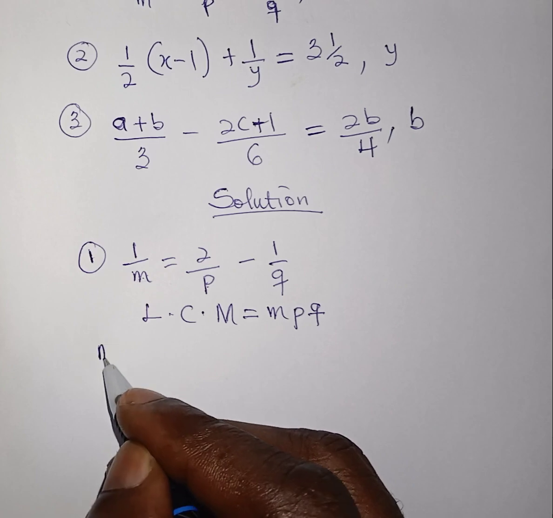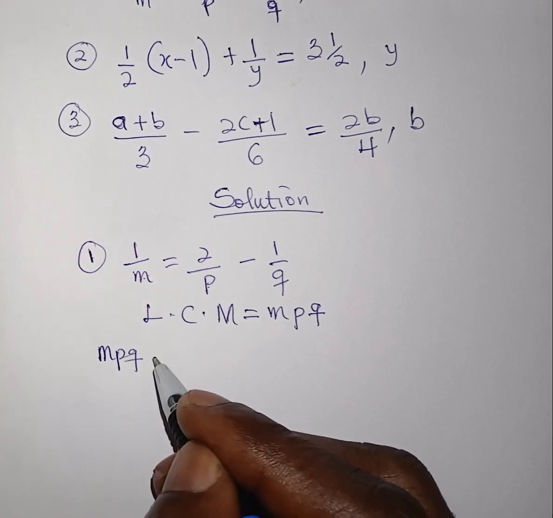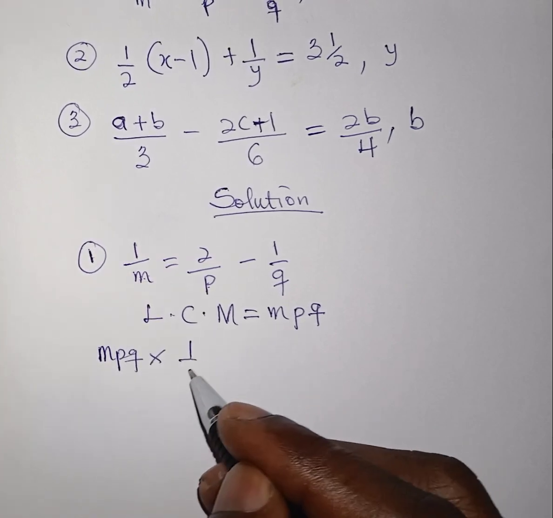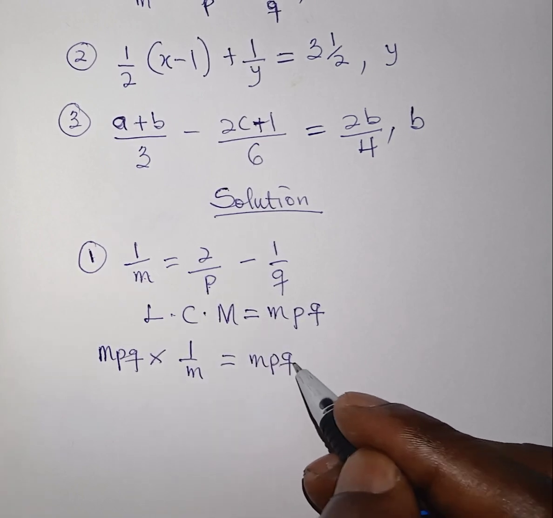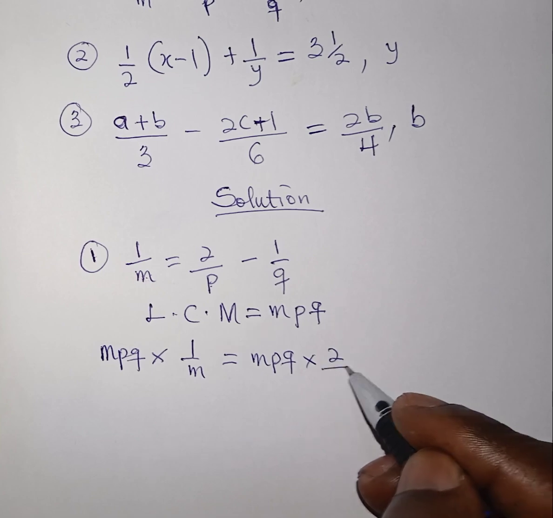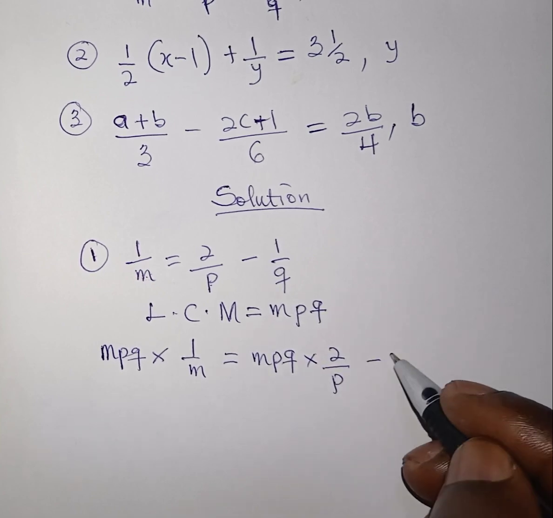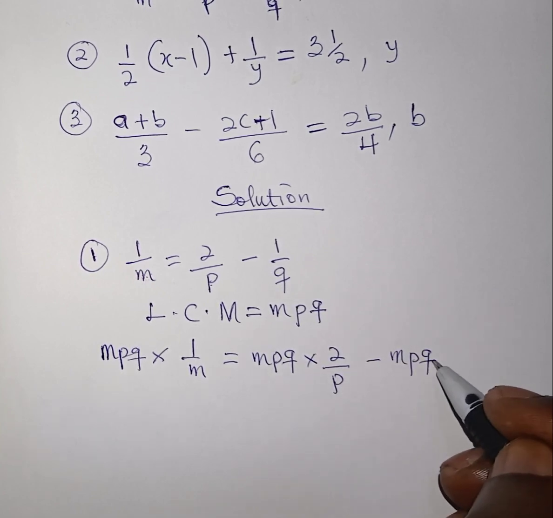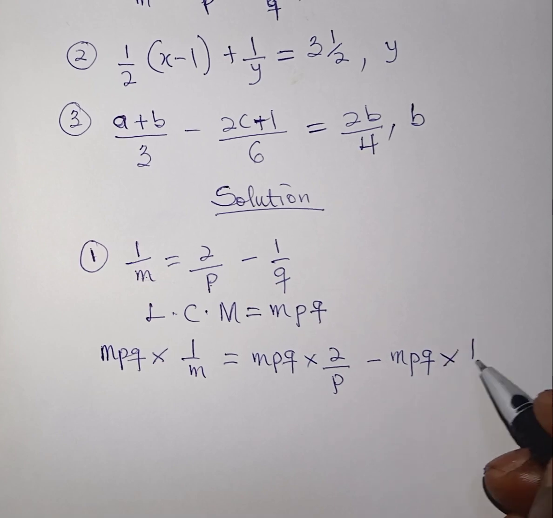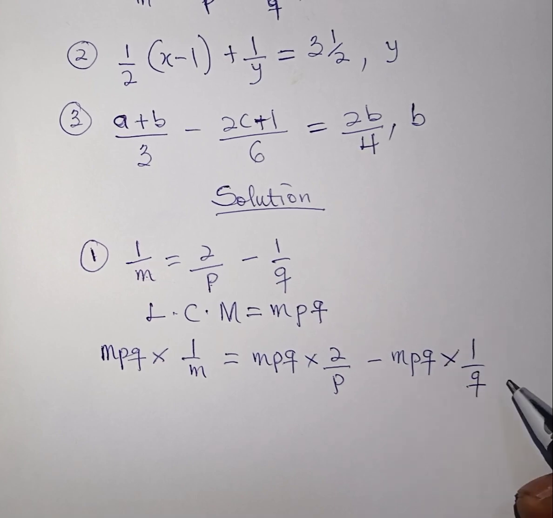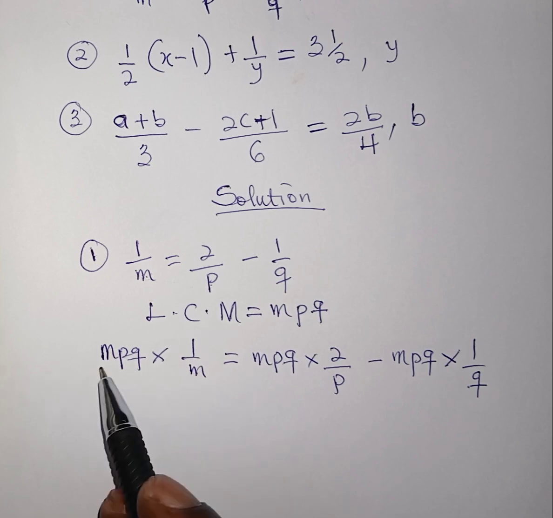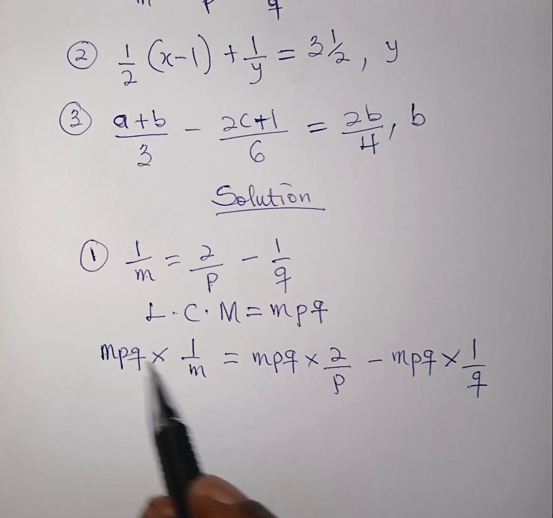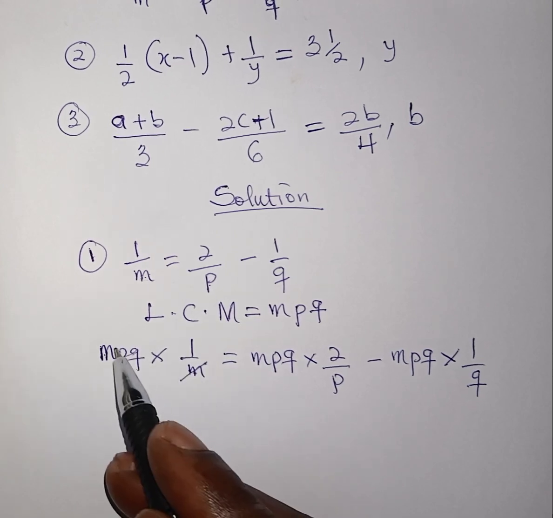So I'm going to multiply MPQ by 1 on M, is equal to MPQ by 2 on P, minus MPQ by 1 on Q. Good. So once you multiply that, you look at the denominator, each of them. Definitely you are going to have one of them here. Then you can cross out.